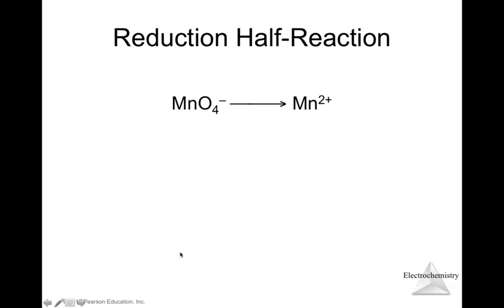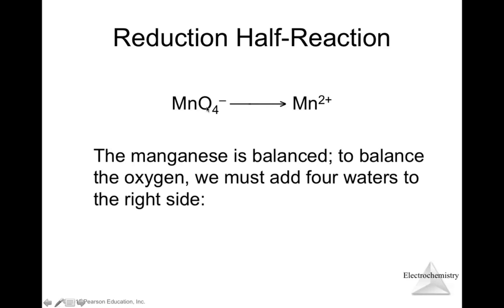So let's go to the reduction half reaction. Here, for the manganese, we have 1 and we have 1, so we don't have to balance that element, but we need to balance now the oxygen. To balance oxygen, we're going to use water. Water is H2O, and we have 4 oxygens in the reactant, so we need to add 4 molecules of water to the products. In that way, we have 1 manganese, 4 oxygen, and 4 oxygen.